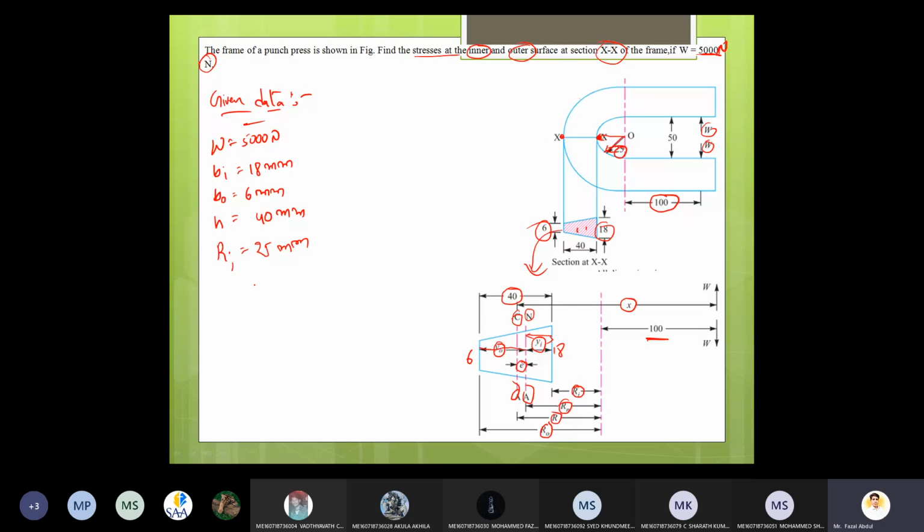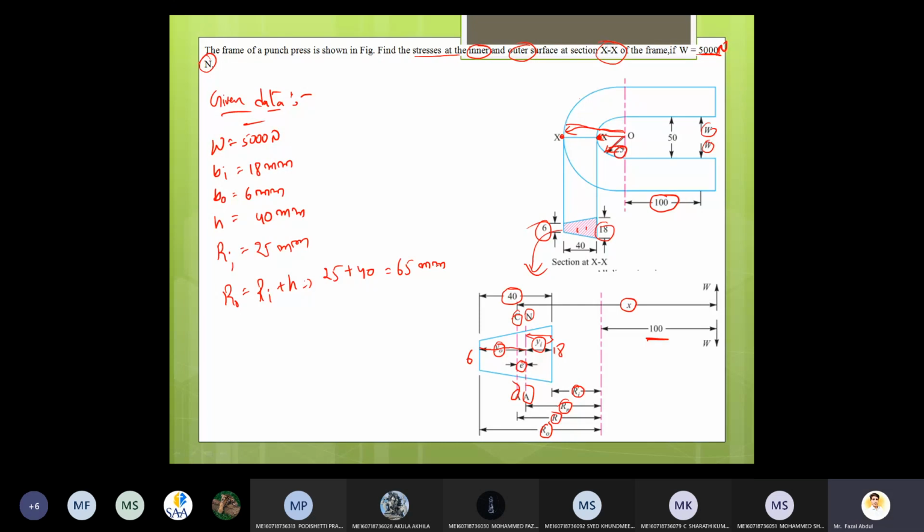R naught value, how much? R naught means from here to this one, total. If I add Ri plus H, 25 plus 40, total 65, right?